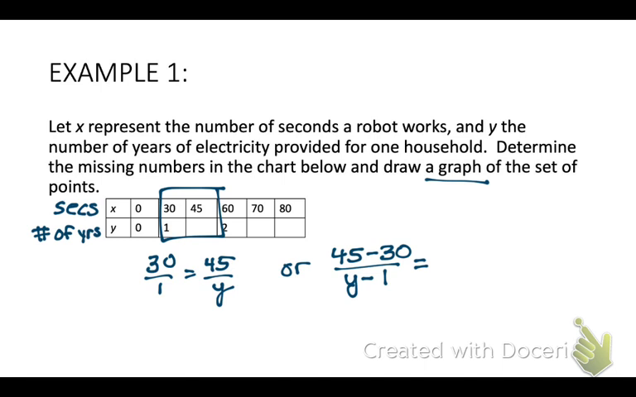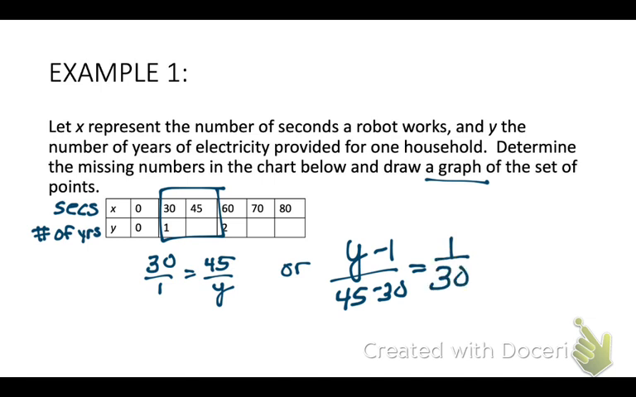Oh, and I didn't even do this right. This should be flipped, shouldn't it? Ignore that. Flip it. Y over X, Y over X, Y over X. Y minus 1 over 45 minus 30. Sorry about that. Wouldn't my slope be 1/30th? 1 over 30. So I can solve that for Y.